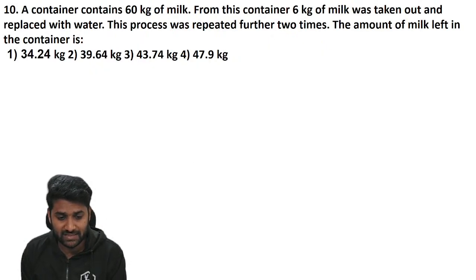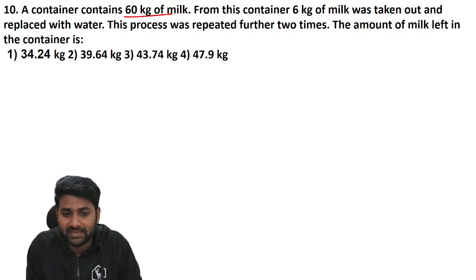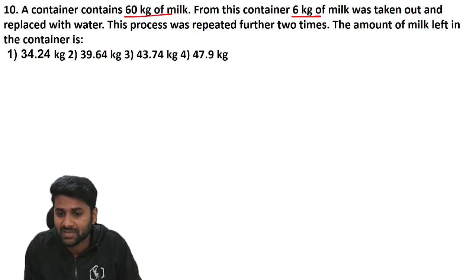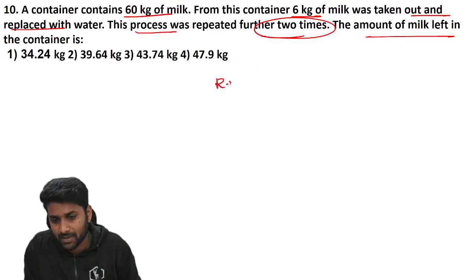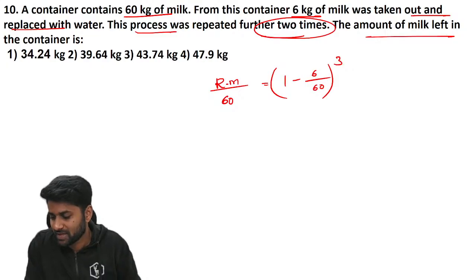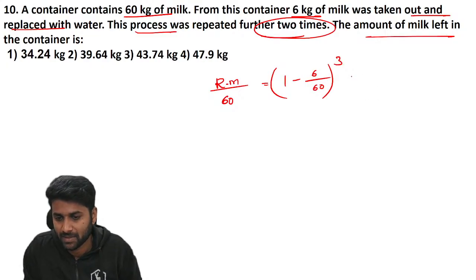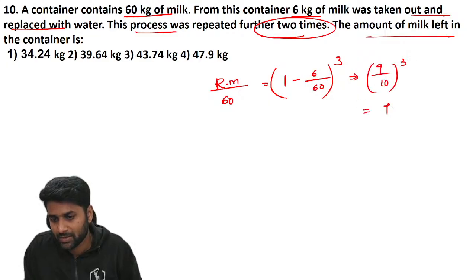So let us understand this question. A container has 60 kg of milk. From this container, 6 kg of milk is taken out and replaced with water. The process is repeated 2 more times. How much milk is left in the container? Remaining milk divided by total milk is 60, and the same 6 liters we are removing out of 60, and the total number of times we repeat the process is 3 times. So here 9 divided by 10 whole cube. 9 cube is 729 divided by 1000.